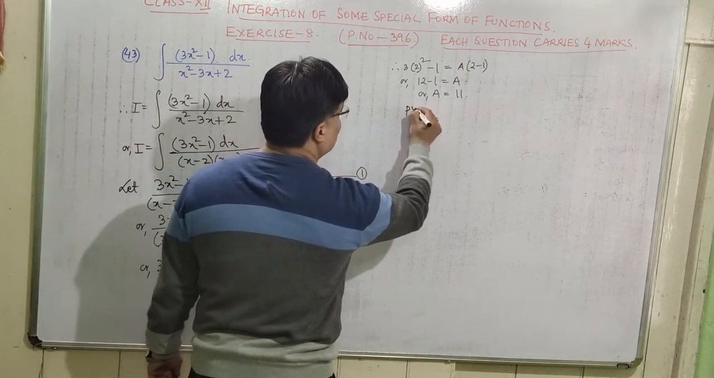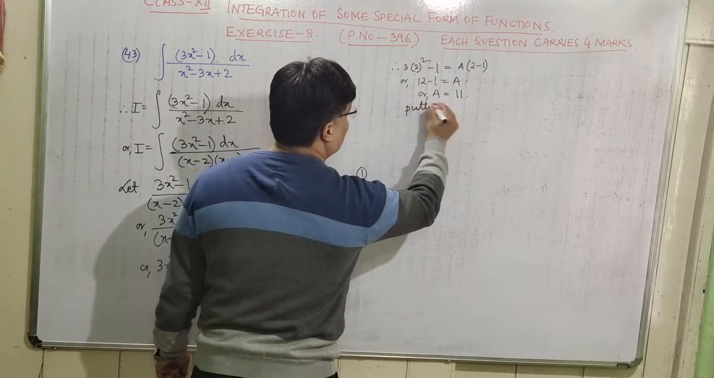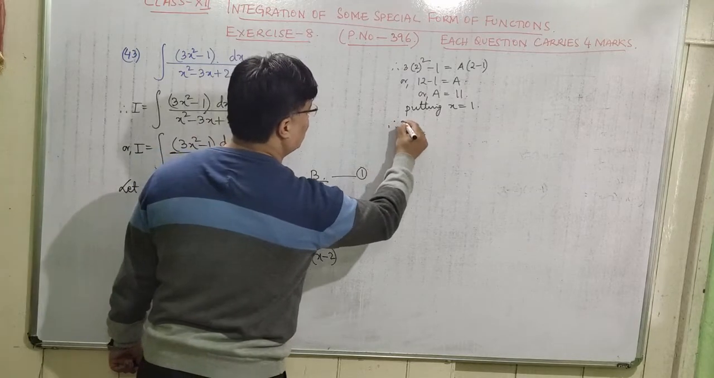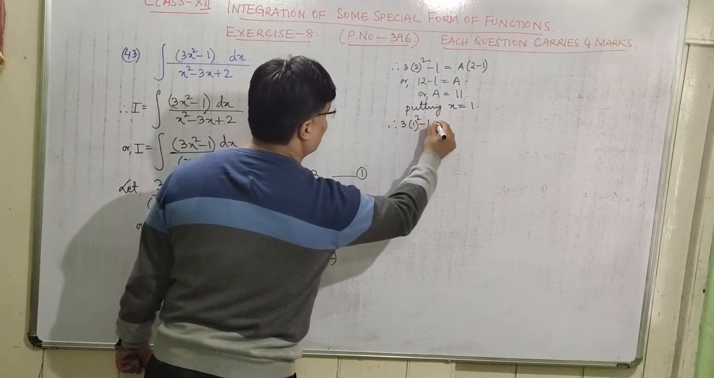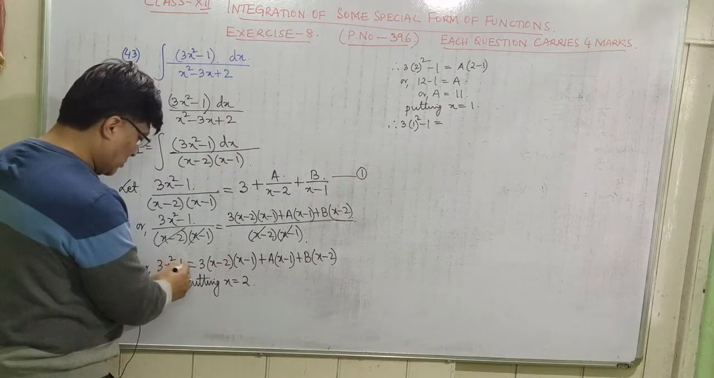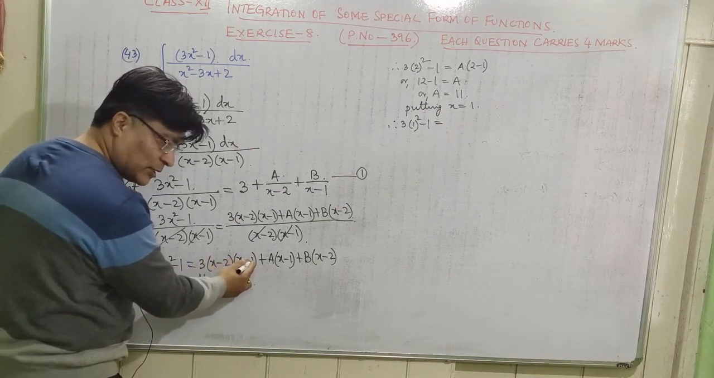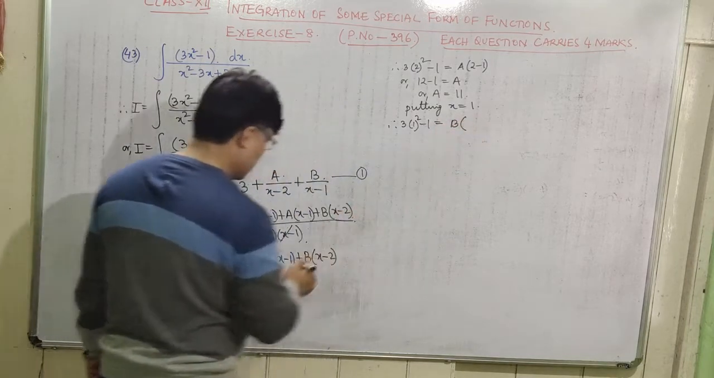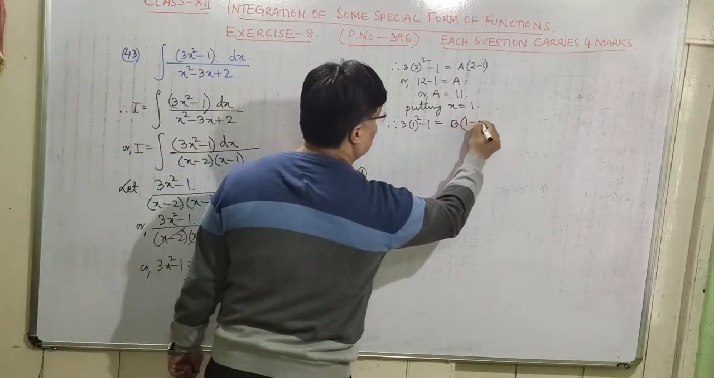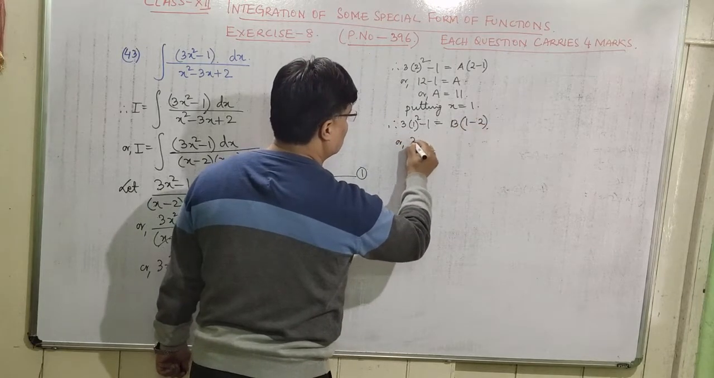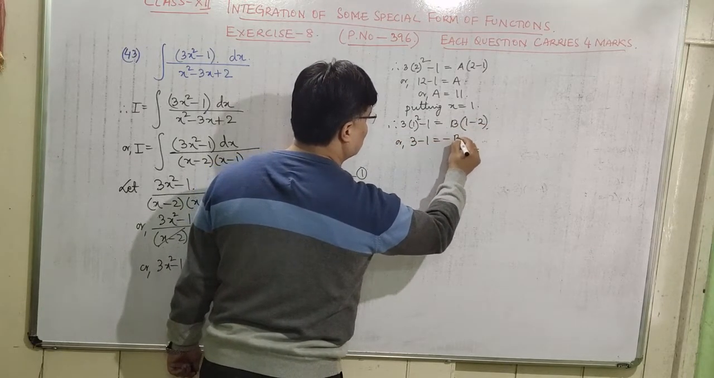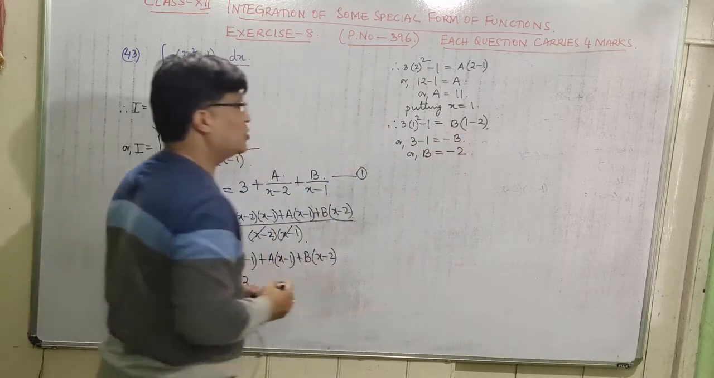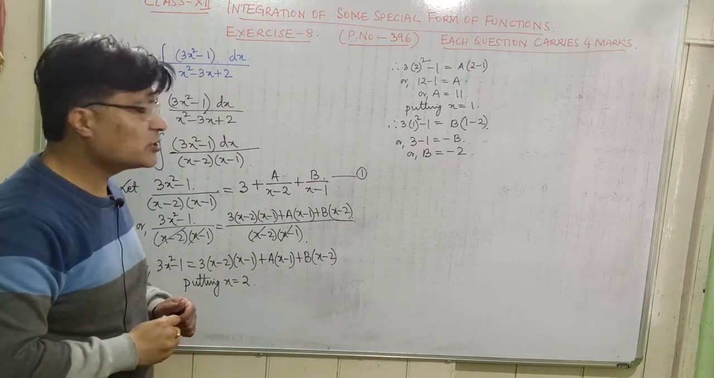So putting x is equal to 1, right? So what do we get? Therefore 3 into 1 whole square minus 1 is equal to, this term is 0 because there is x minus 1, and this term is also 0, and the last one is b into 1 minus 2. So 3 minus 1 is equal to minus b. So after simplification, you'll get b is equal to minus 2. So I think you have understood it.